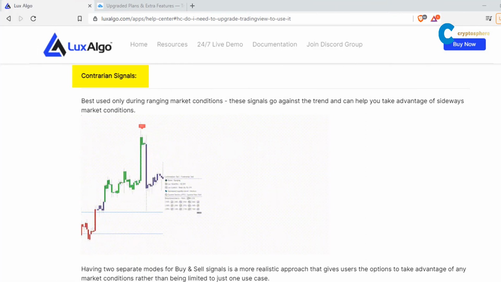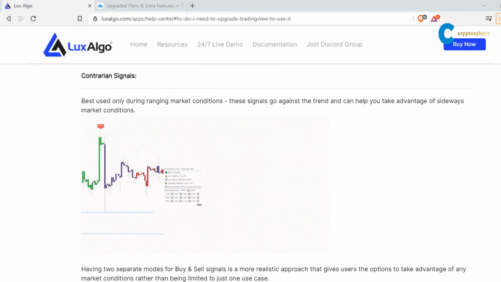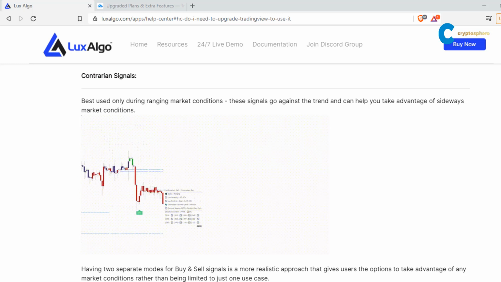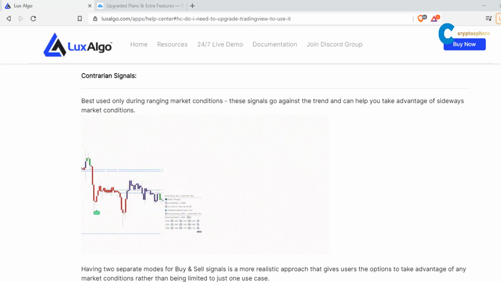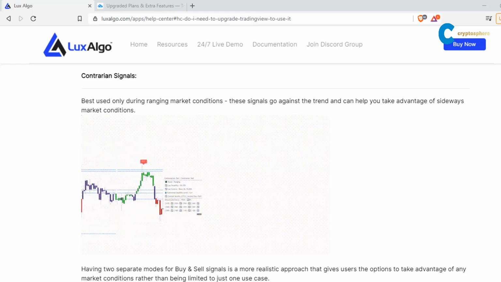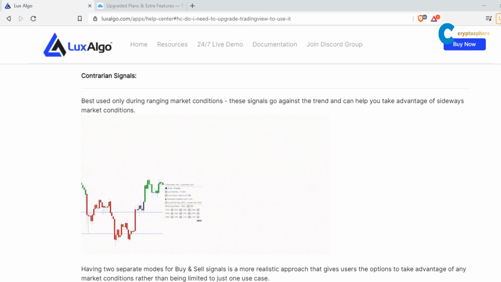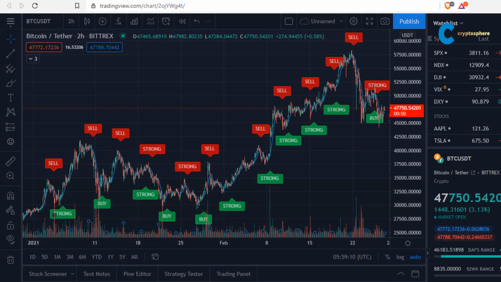The other signal we got is the contrarian signal. This one is best to be used during ranging market conditions. It will help you find times when it's right to go against the trend, and will help you take advantage of sideways market conditions. The contrarian signal is the one I personally use, because it helps me to find a bottom. I'm not a day trader, that's why I prefer this signal.